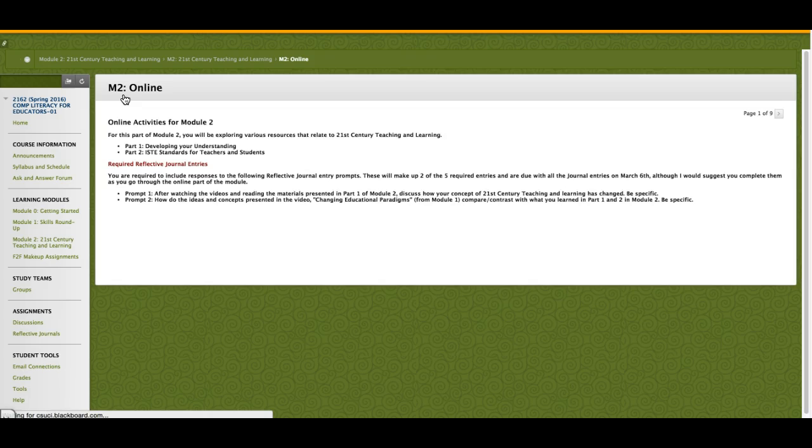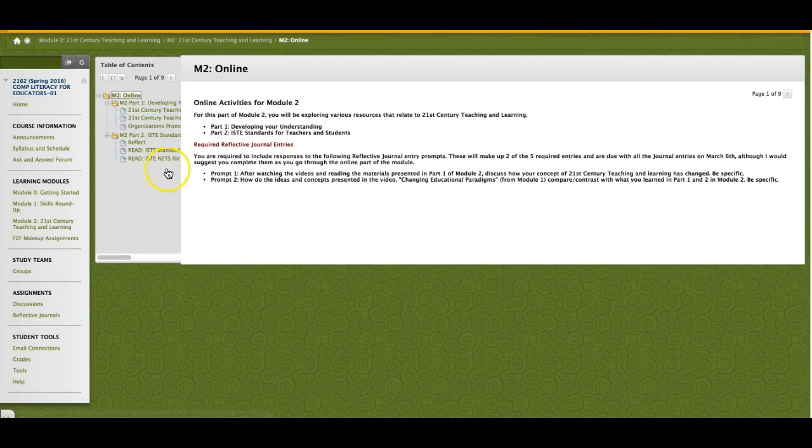Remember that you're going to need to address these two prompts at some point in your reflective journal. They're not due until journals are due, but you may want to go ahead and try to get those done sooner than later while it's fresh in your mind.